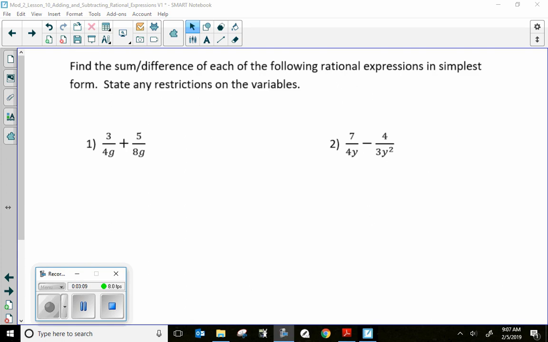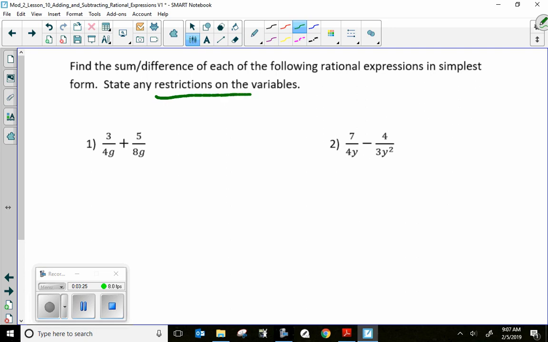Okay, let's find the sum and difference of each of the following rational expressions in simplest form, and state any restrictions on the variables. We kind of go into that next lesson, but we'll talk a little bit about that now. When it comes to restrictions on our variables, please remember the denominator can never be 0. Because if it is, yep, look at that.